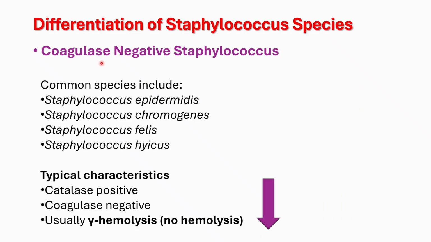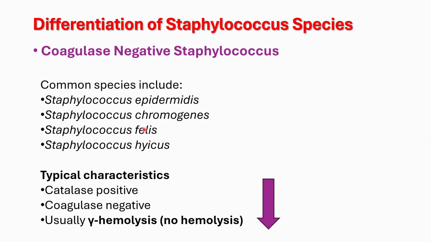Next, let's focus on coagulase negative Staphylococcus species, which are commonly found on the skin and mucous membranes. These are opportunistic pathogens. Some of the most frequent species include Staphylococcus epidermidis, chromogenes, felis, and hyicus. These bacteria share typical characteristics like catalase positive, coagulase negative, and usually exhibit gamma hemolysis, meaning no hemolysis on blood agar. It is important to note that Staphylococcus hyicus can be somewhat unusual.